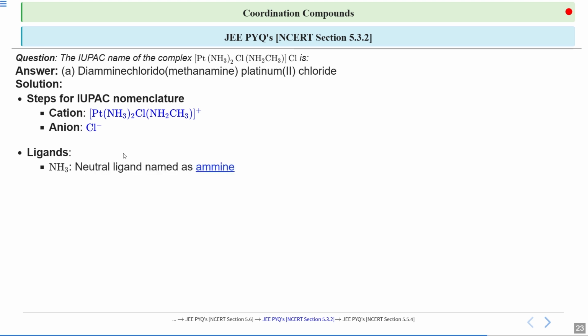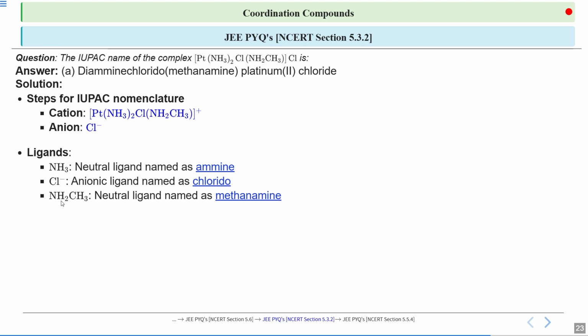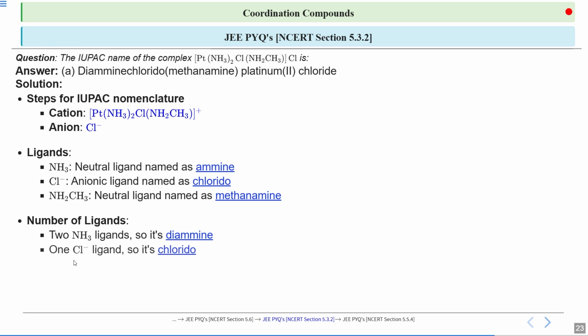Ammonia is given, which is a neutral ligand, which is named as amine. Also, chloride ion, which is an anionic ligand, so we name it as chlorido. We are putting O at the end because it is an anionic ligand. And we have NH2CH3, which is a neutral ligand, so its name will be methanamine as it is. Let's see the number of ligands now. We have two ammonia ligands, so we call it diamine. We have one chloride ligand, so chlorido. And we have one NH2CH3 ligand, so methanamine.